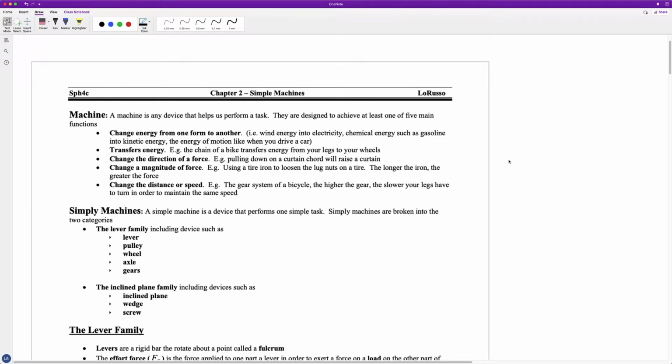We're going to do a quick little lesson on simple machines. And before we can talk about simple machines, we have to define what a machine is to begin with in the first place. For example, a machine is any device that helps us perform a task, and they're designed to achieve at least one of the five main functions.